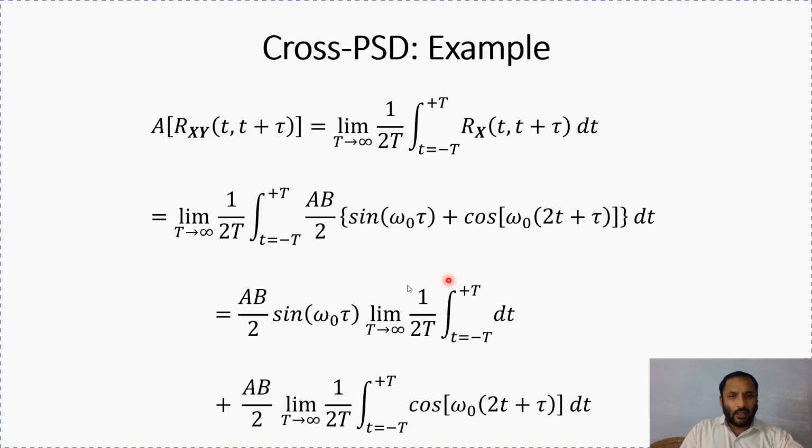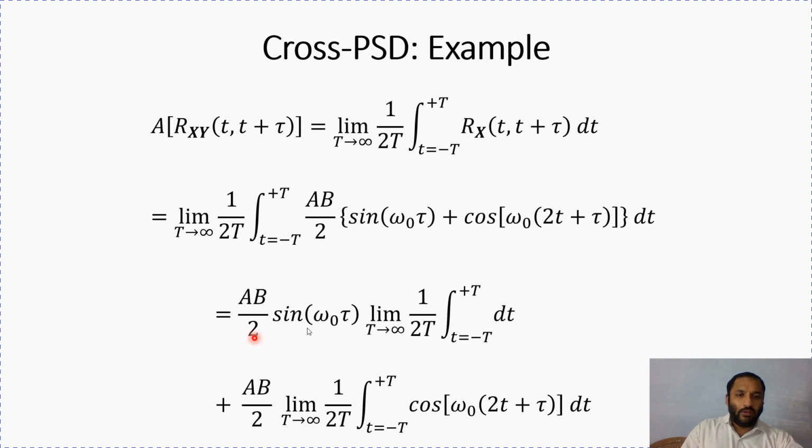dt. So what is the value of this integral? If you calculate, the integral of dt is going to be t from minus T to plus T. So I'm going to have 2T as the value of this integral. The 2T is going to cancel with this 2T, and I'm only left with the limiting value of 1. The limit applied on any constant will give you the same constant. Therefore this is equal to 1, constant 1.